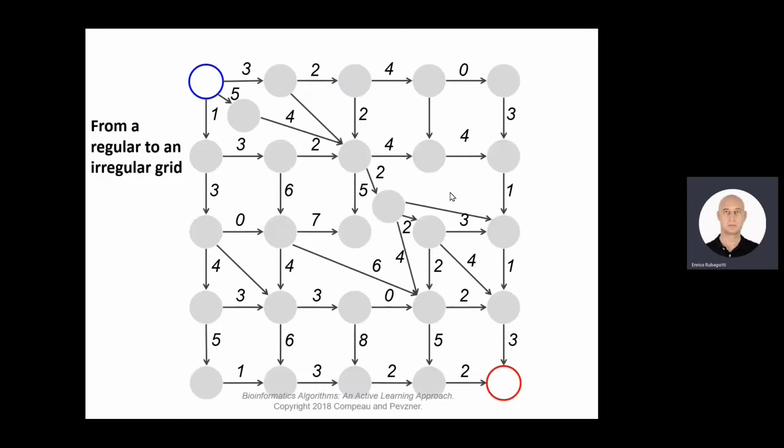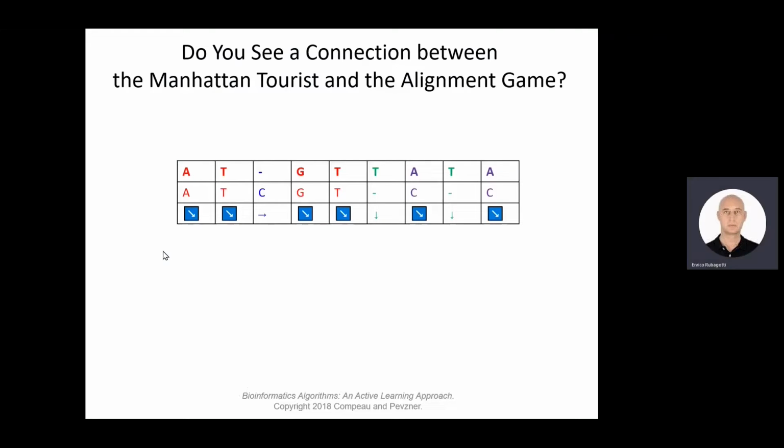We could have even an irregular grid, and the problem will be the same, only changing the name of the grid from a regular to an irregular grid. Now, which kind of connection do you see between the Manhattan tourist and the alignment problem? I'm going to show you later in the next slide how we can represent a sequence alignment in a grid.